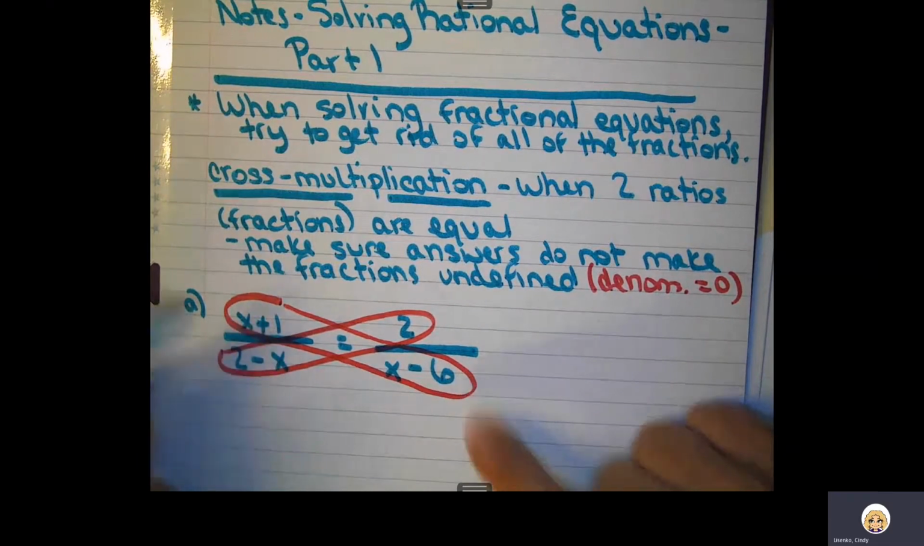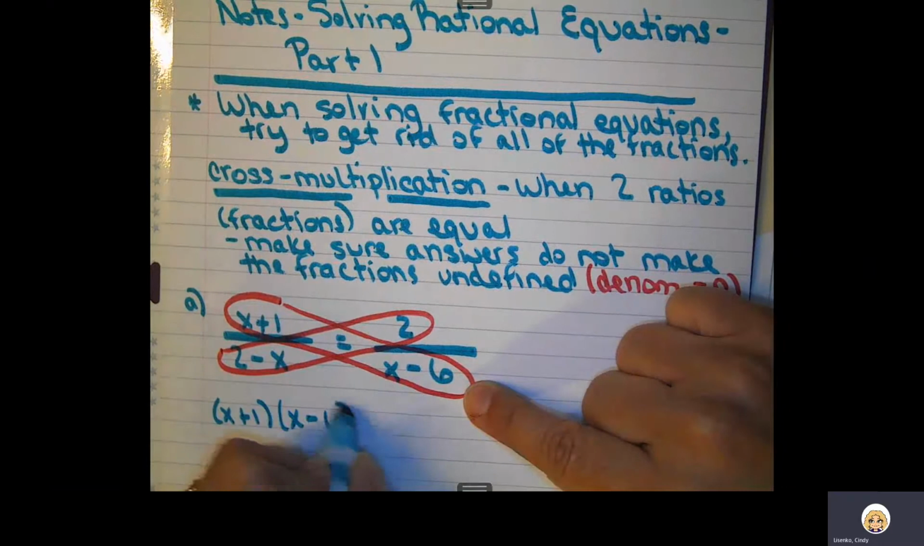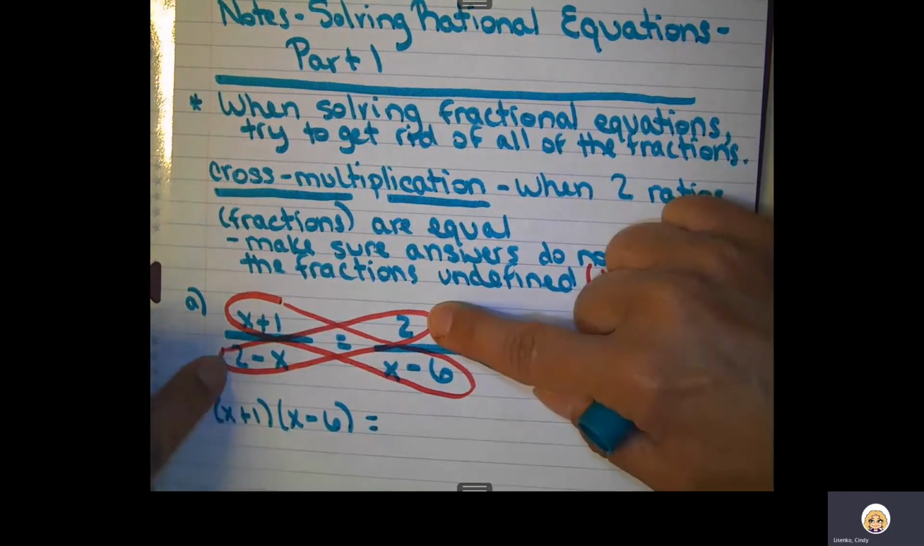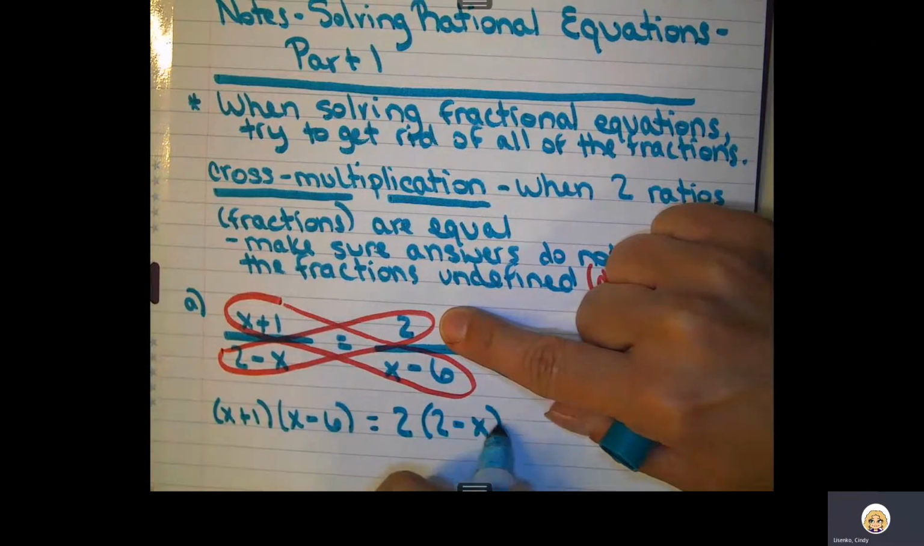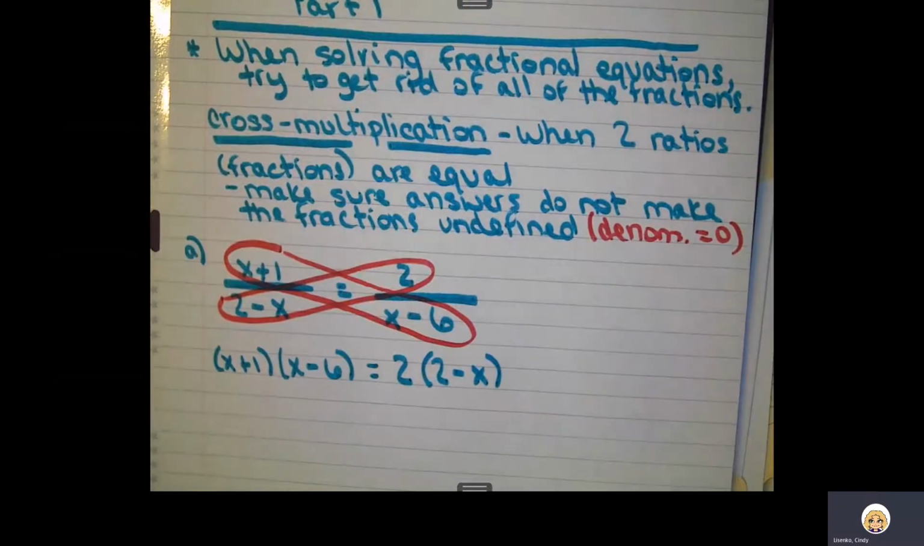We're going to have these 2 in parentheses, so x plus 1 times x minus 6. That's going to be one side of your equation. On the other side is going to be your other loop. So we're going to multiply 2 by 2 minus x. Right then, we've gotten rid of our fractions. So that's what cross multiplying is about.